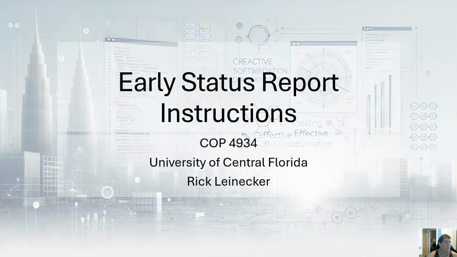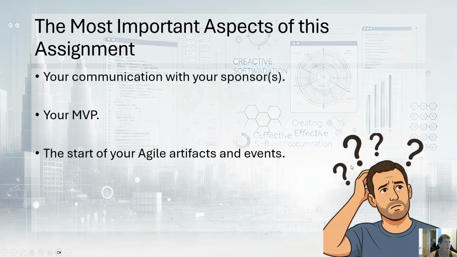All right, so let's talk about the early status report. The most important aspect of this that you're turning in to us is we need to know what your communication with your sponsor is like. For instance, have you even had a meeting? Or have you scheduled weekly meetings? Or have you scheduled bi-weekly meetings and so forth? What we're trying to find out is if you have really good communication with your sponsor, and if not, then we're going to try to help you get that communication really good.